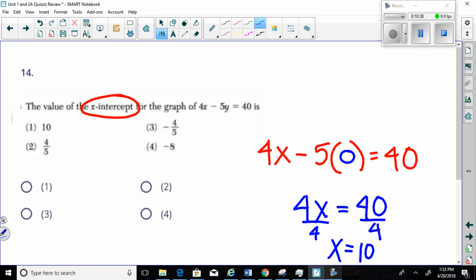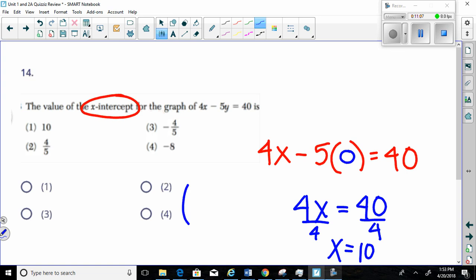Could you use the quadratic formula to find that? No, because it's not a quadratic function. If it had a square right here, then yes, but it's not a quadratic function. So you couldn't, because there's no square.